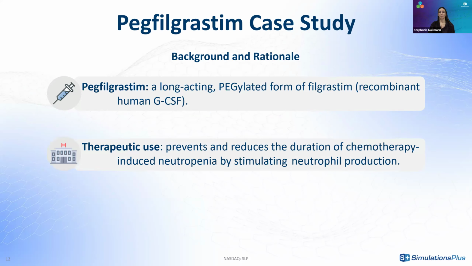Pegfilgrastim is used to prevent and shorten episodes of chemotherapy-induced neutropenia, a dangerous drop in white blood cells that increases infection risk. It works by stimulating neutrophil production in the bone marrow, helping patients recover faster between chemotherapy cycles, reducing hospitalization.